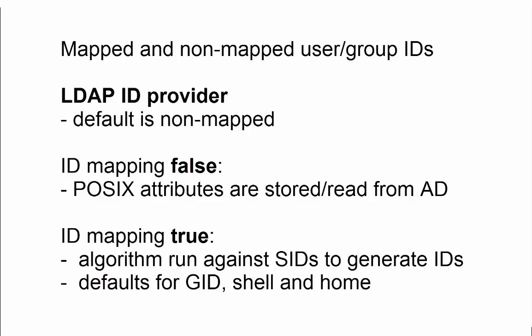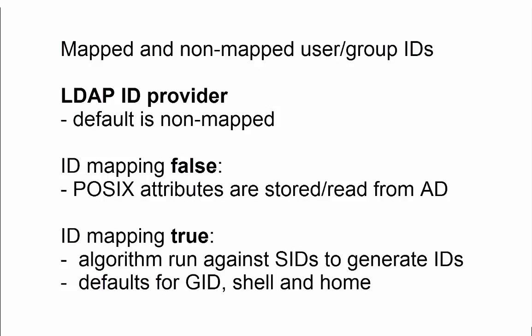The concept of SSSD ID mapping should be discussed briefly as well. If the POSIX attributes for users are stored in Active Directory, minimally UIDs, GIDs, home directories, gecos fields, and default shells, ID mapping is not required. However, if they are not, ID mapping can be enabled to generate persistent values for those attributes dynamically.